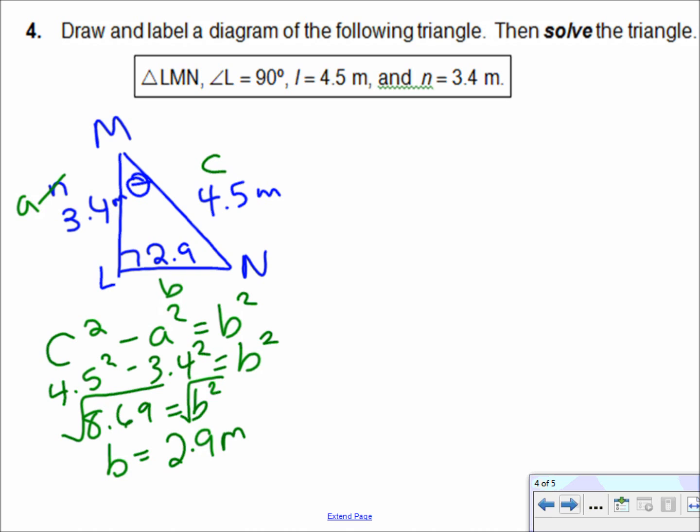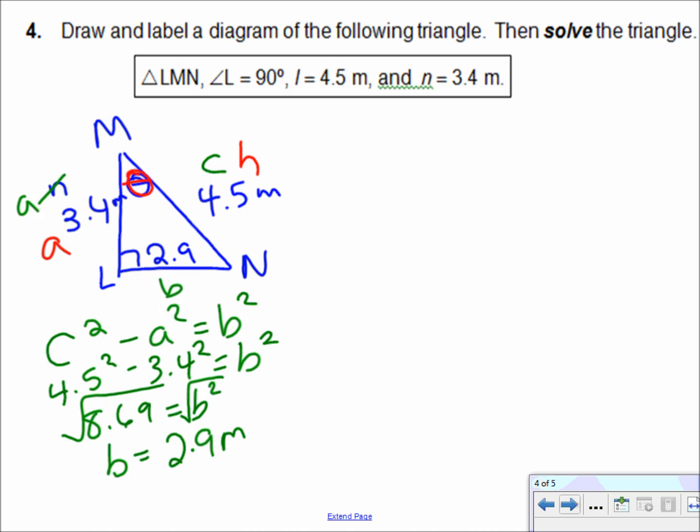Based on that angle, I'm not going to use the side length I just found because I could have made a mistake, right? I could have done a silly math error. So I'm going to use the two side lengths that were given in the question. Based on this angle, I'm going to use hypotenuse and adjacent. Is everyone okay with that? I'm going to use hypotenuse and adjacent because those are the two side lengths they give me.